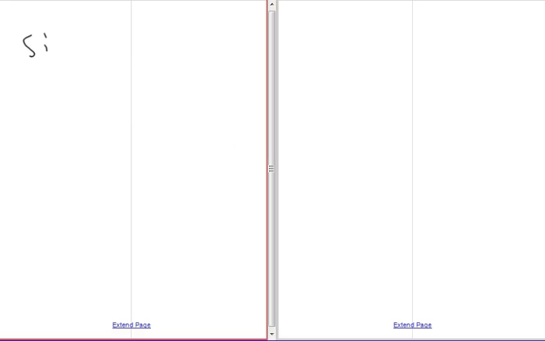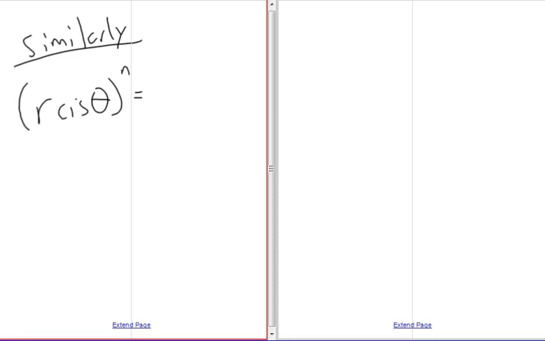Well, just to save ourselves some time, we can say similarly, r cis theta to the n is going to be r to the n cis theta times n. That's it. That's a really powerful property. All of these are great.